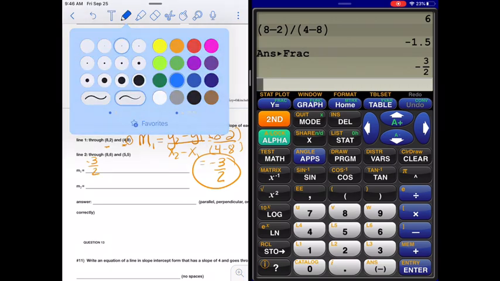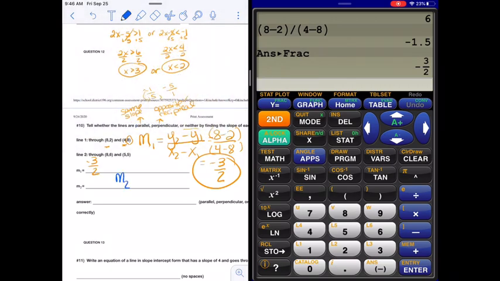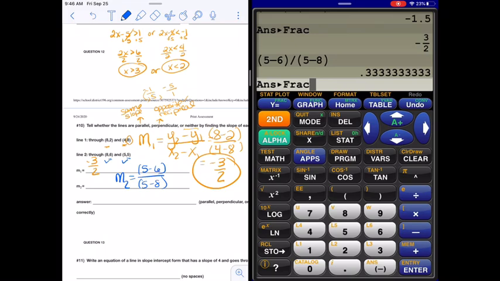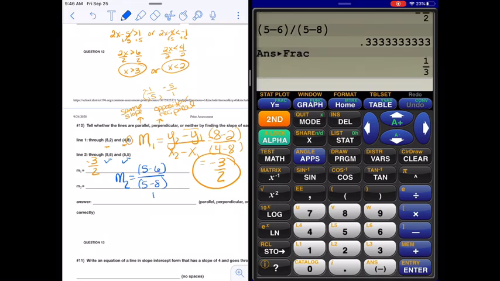And let's go ahead and find our second slope. So slope 2 is 5 minus 6 over 5 minus 8. So 5 minus 6 divided by your 5 minus 8. So math, enter, and that is positive 1/3. And gosh, those look close. It looks like it's maybe opposite reciprocals, but not quite because of this 2 and this 1. So the answer is neither. Make sure that you spell that correctly.